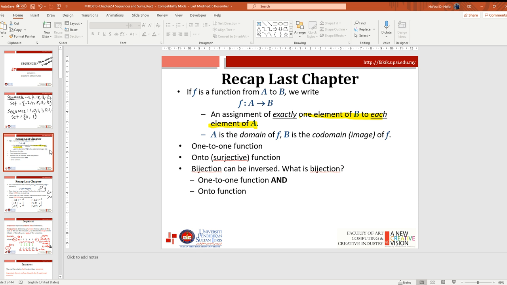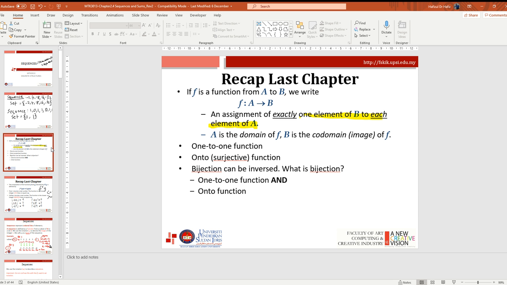For the recap of the last chapter, if f is a function from A to B, we can write A implies B. It is the assignment of exactly one element of B to each element of A. A is the domain of f, and B is the codomain of f. This one is a recap.